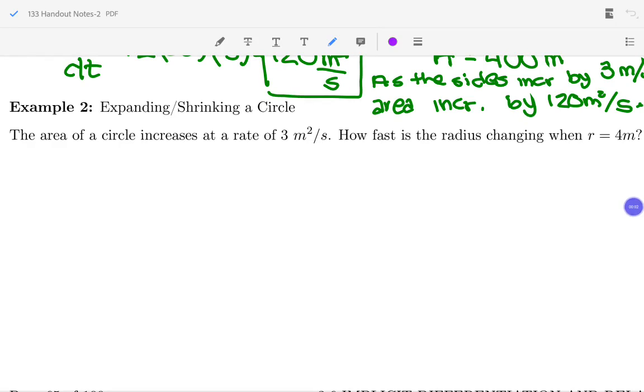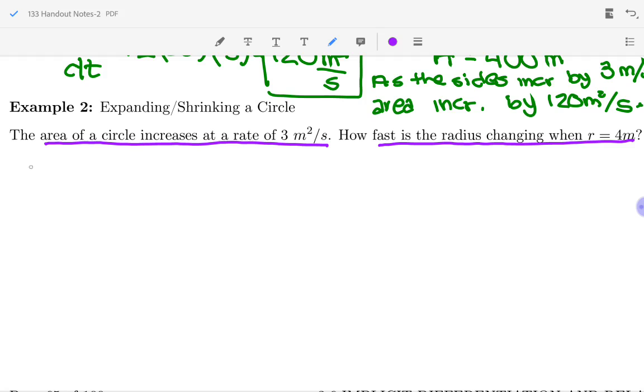So this next related rate, we have a circle this time. We have the area of a circle increases at a rate of 3 meters squared per second. So this time we know what the area is doing. How fast is the radius changing when the radius is 4 meters? So our related rates, we know the rate that the area is changing, and we want to figure out how fast the radius is changing for that area to happen.